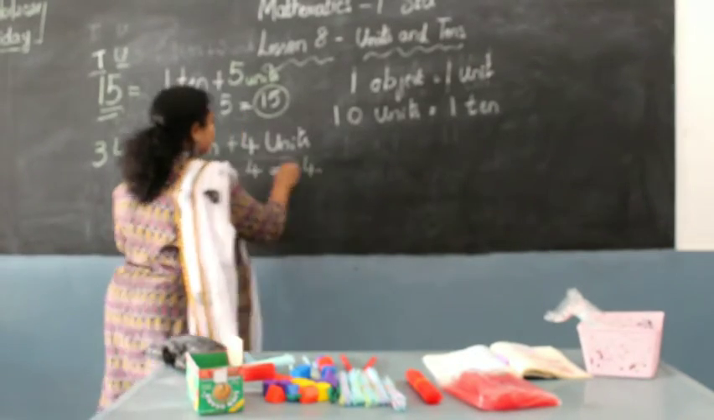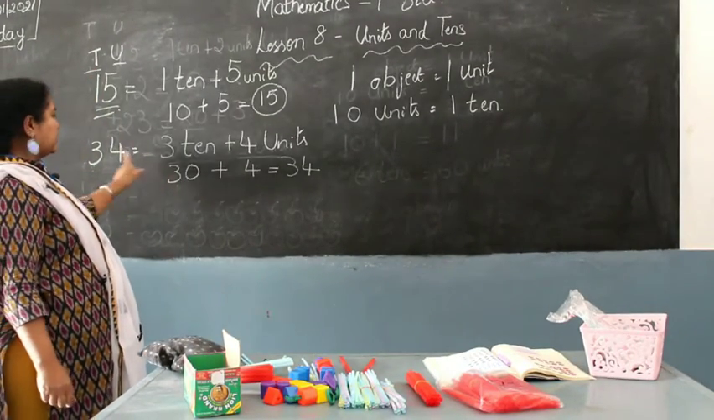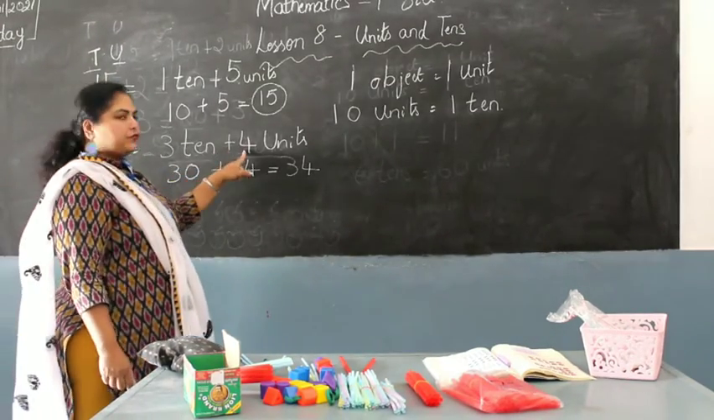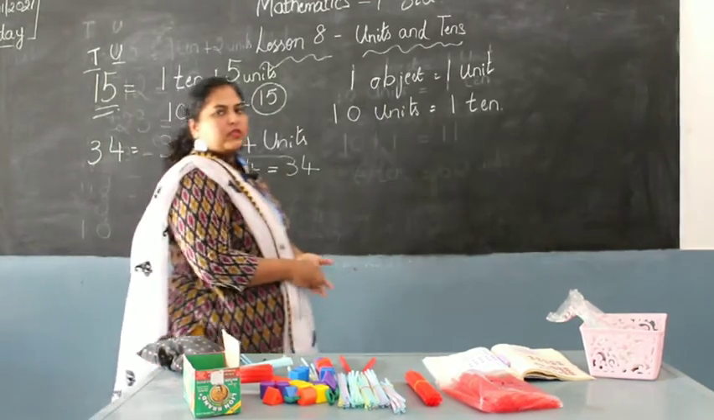34. Okay, so the place value of 3 is in the tens, so it is 3 tens, 30. The place value of 4 is 4 units or 4 ones, that's 4, which is equal to 30 plus 4, 34. That's how you have to do it.